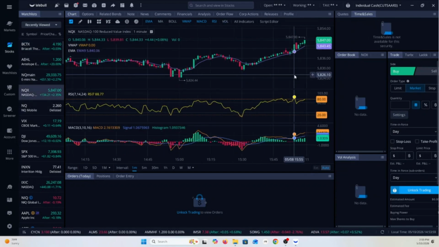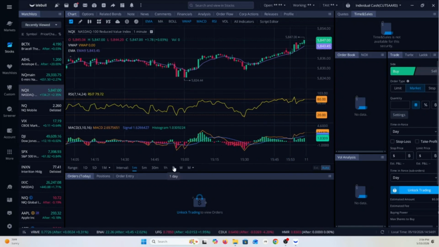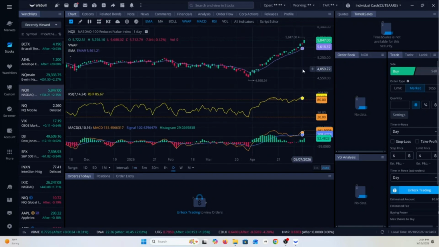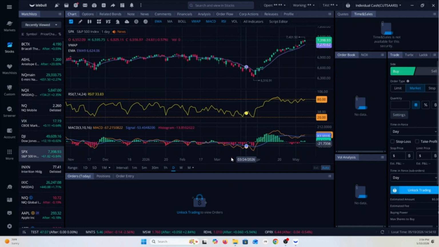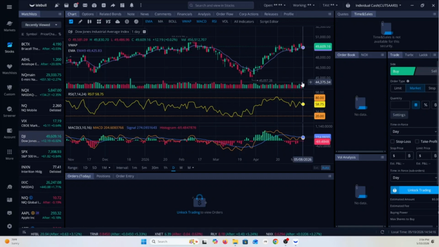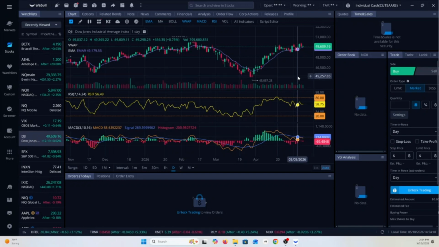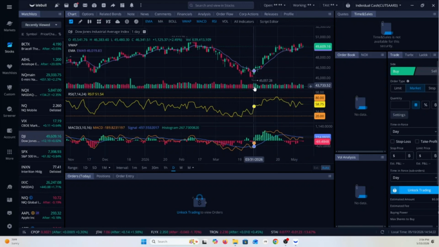As you see, the general direction of the Nasdaq on a daily basis is trending upward. Okay, let's take a look at Standard & Poor's. Same thing, trending upward. And then we also have the Dow Jones trending upward. So these are just giving you an idea of how the market has been for the last few days. As a matter of fact, these go back as far as March, so we've been in an uptrend. That gives you a general idea.